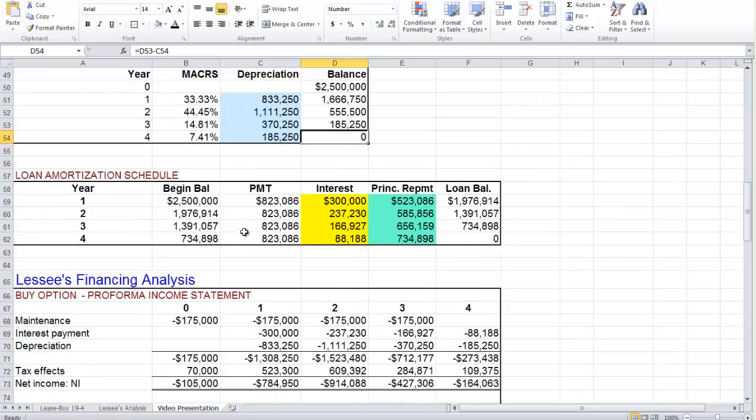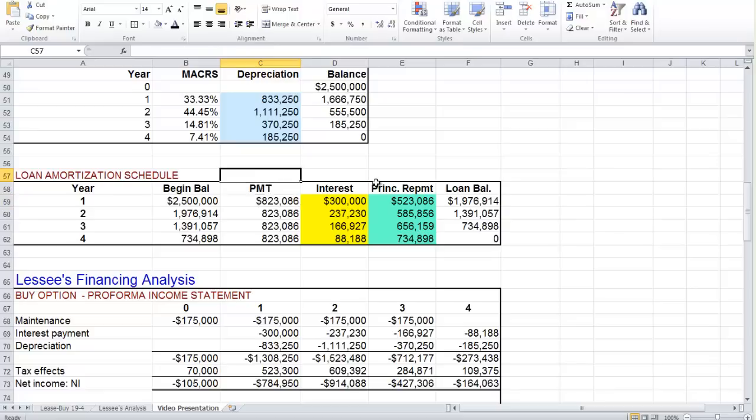Next up would be loan amortization. The most important aspects here are the annual interest payments and the principal repayments. However, before we can get those, we first of all have to calculate the annual payments that will be made. Because the loan is amortized, payments are going to be the same each year for the 4-year period.